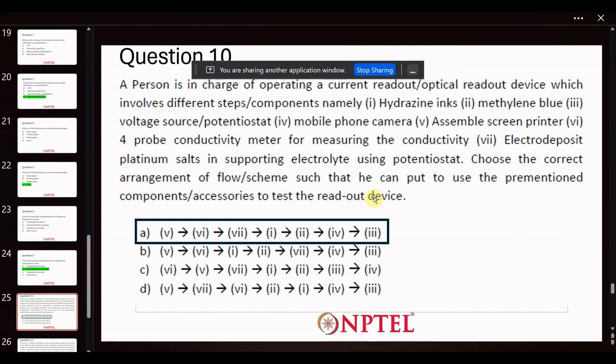A person is in charge of operating a current readout optical readout device which involves different components, namely hydrogel inks, methylene blue, voltage source, potentiostat, mobile phone camera, assembling the screen printer, four probe conductivity meter for measuring the conductivity, and electrode deposit of platinum salts in the supporting electrolyte using a potentiostat. Choose the correct arrangement of flow scheme such that he can put to use the pre-mentioned components and accessories to test the readout device.